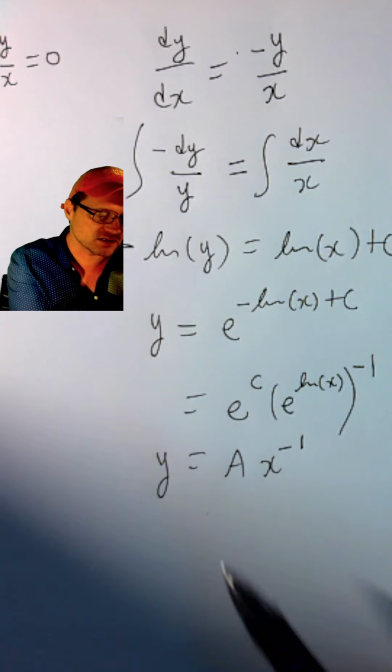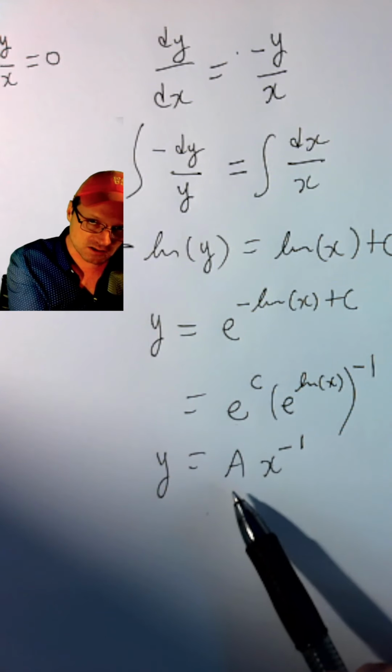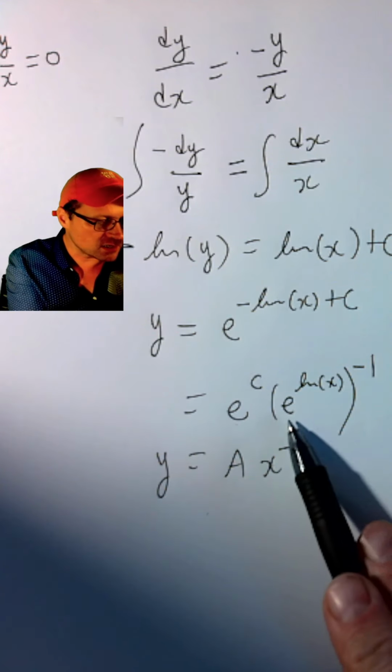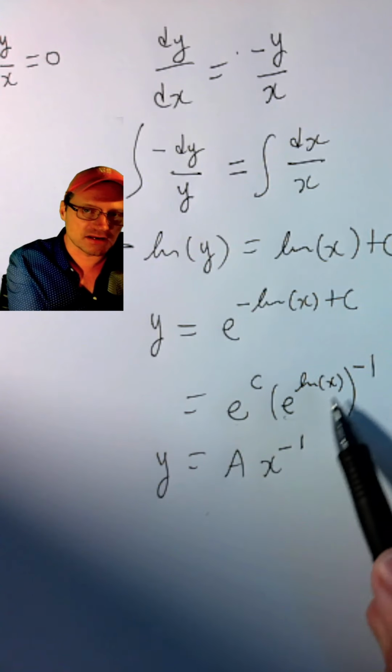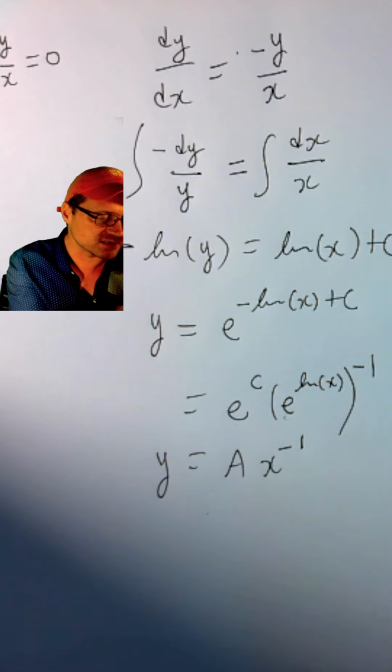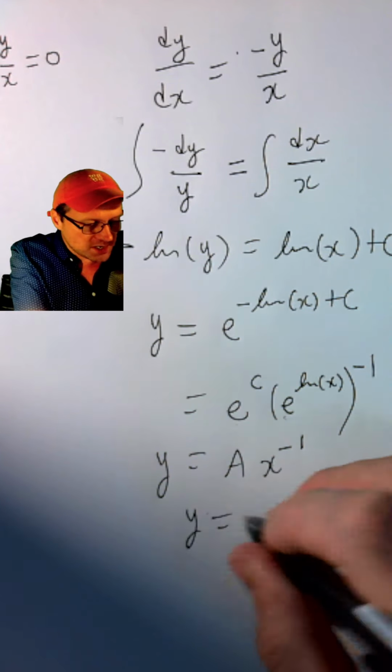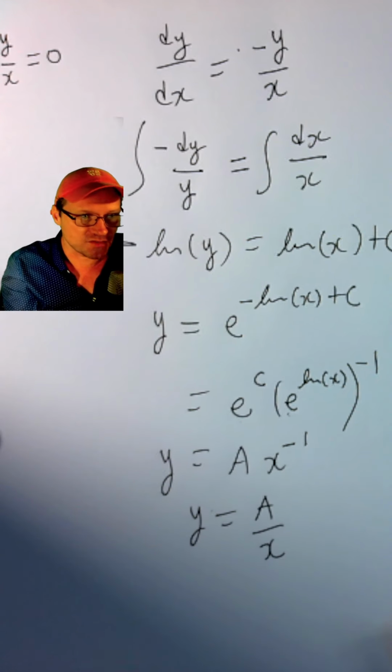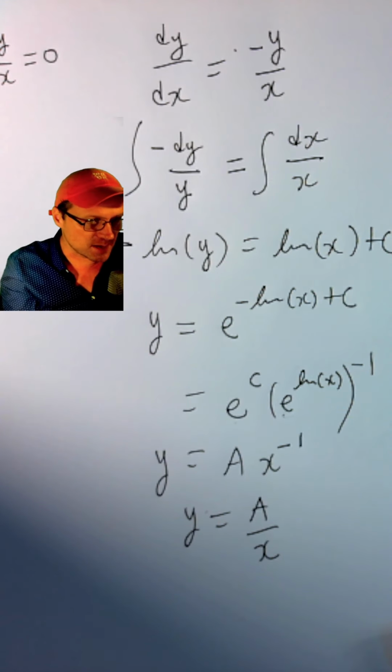And so we have a, x to the minus 1, where e to the c is a, because e is a constant, c is a constant, so e to the c is a constant. Let's call it a. And then inside the brackets here, e to the natural log of x is x, so we have x to the minus 1, or y equals a over x. Okay, so that's how to do this as a separable equation.